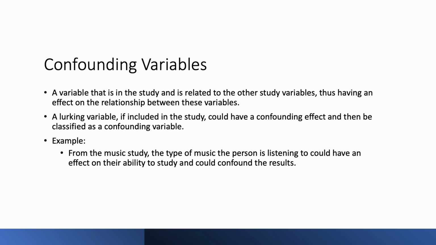So, they're in the study and they have an effect on the relationship, but they're not necessarily something that we are taking into account, versus the lurking variables, which are not in the study, we're not thinking about them, but they're still having an effect on the relationship that we're seeing. So those are studies, observational studies, and experiments.